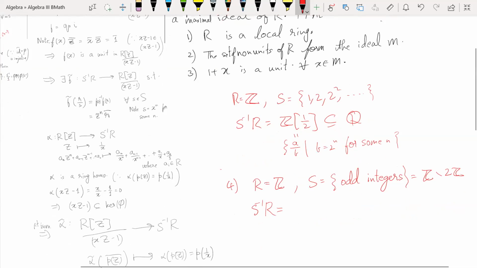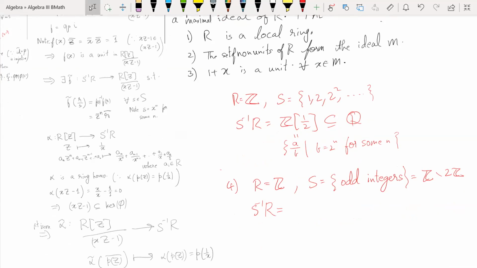So you are inverting things in S. So they are all going to be in field of fractions, right? If you invert everything other than 0, then you get Q. So this you can think of as a subring of Q. And what are the kind of fractions you put in? A over B, such that B is odd. A, B are integers and B is odd. So that is the definition of S inverse R. We take these kind of elements.